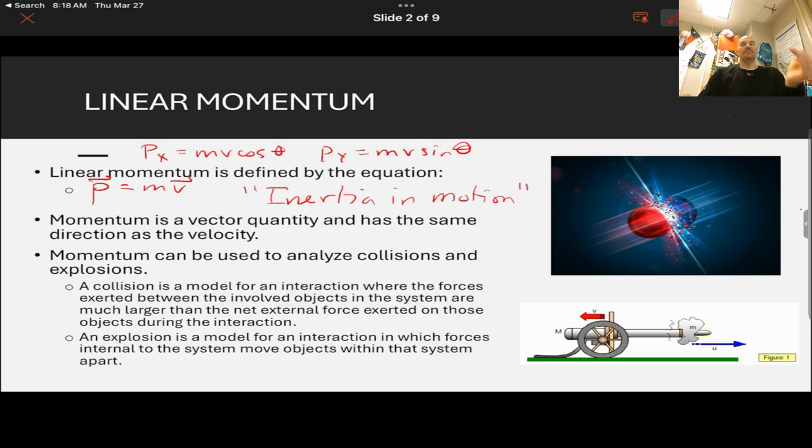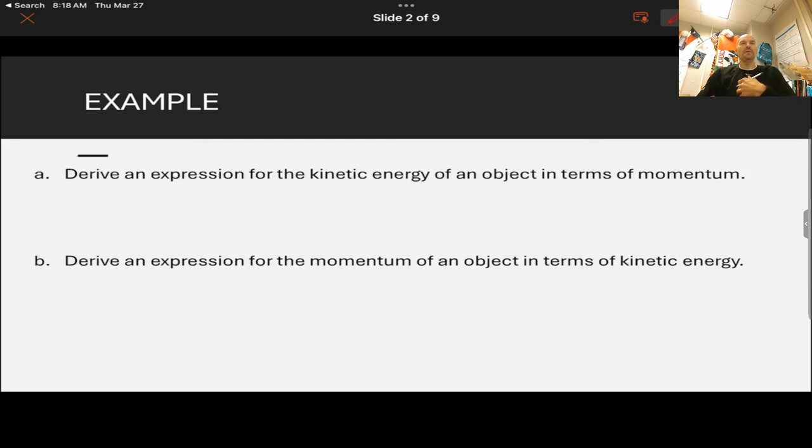Let's look at an example problem. The example problem is more conceptual. It's something that shows up in a multiple choice question every once in a while. We're going to do two derivations. We're going to derive an expression for the kinetic energy in terms of momentum, so K in terms of P, and then an expression for momentum in terms of K, so P in terms of K.